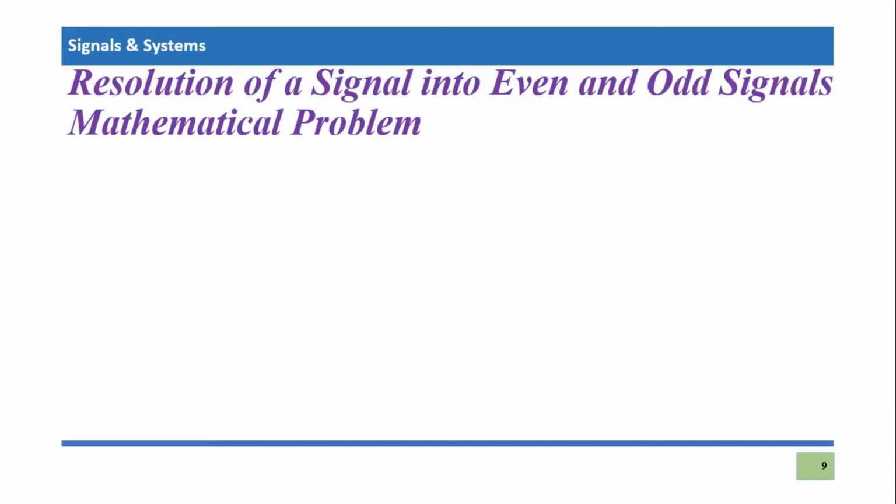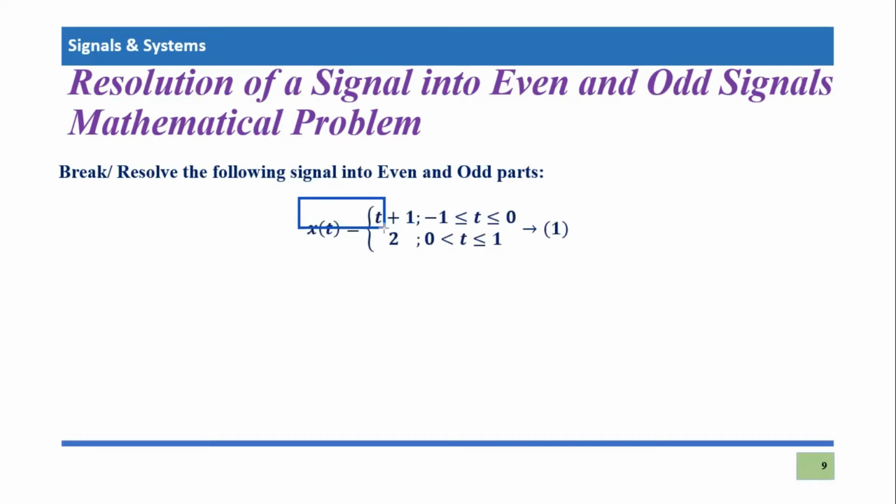In the last video tutorial, I discussed the derivation of the mathematical relationship for the even and odd parts of a signal. And today we are going to take a mathematical problem in which we will resolve a signal into even and odd parts. The purpose of this video tutorial is to break or resolve the following signal into its even and odd parts. This is the signal that we are given, and we are about to resolve it into its even and odd parts.